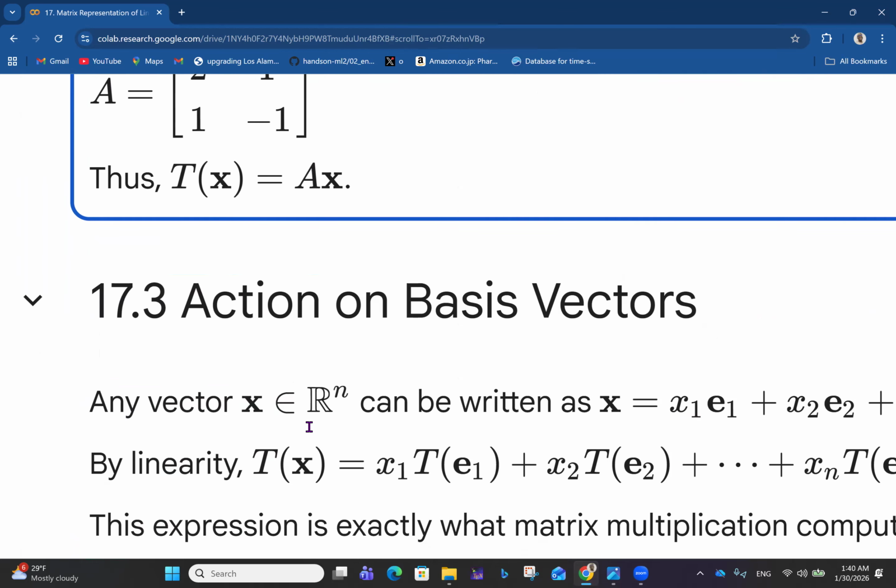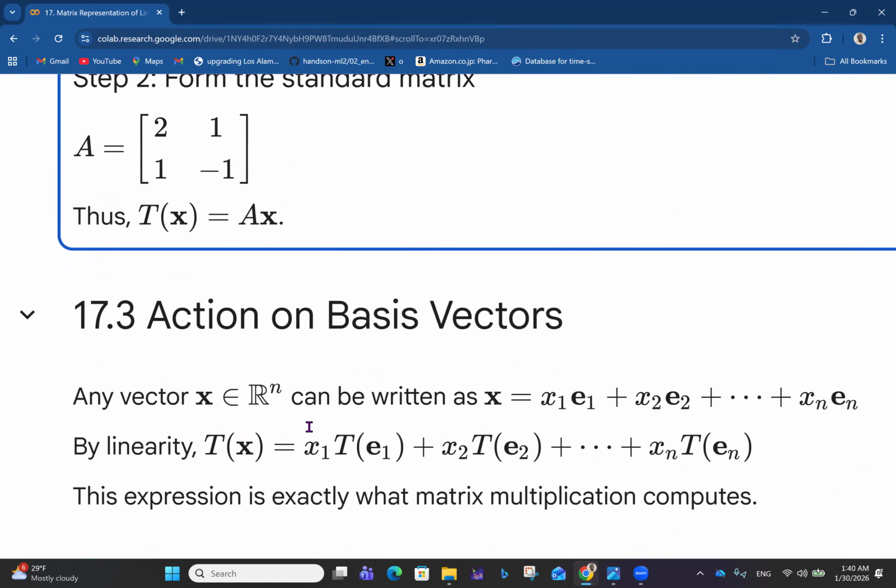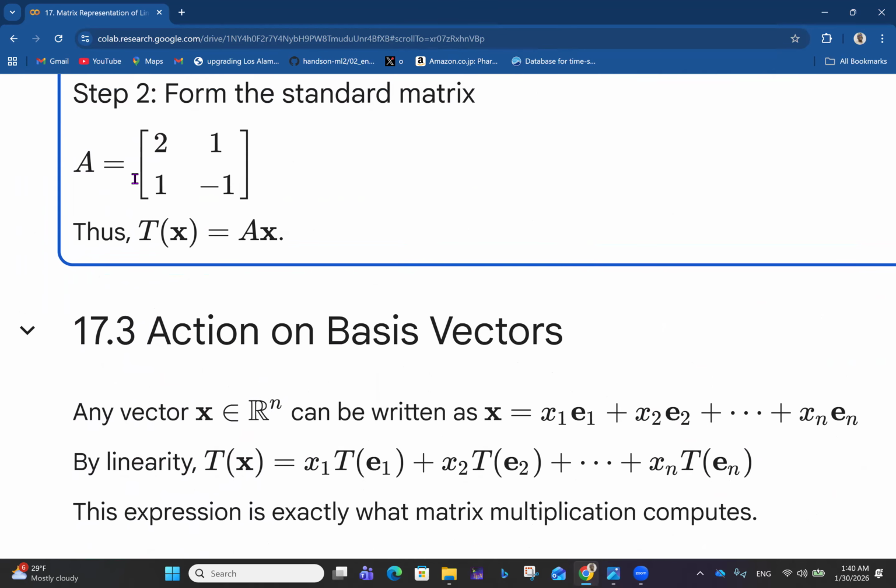Now we go on to talk about the action on basis vectors. Any vector x in Rn can be written as x equals x1 e1 plus x2 e2, all the way up to xn en. So by linearity, we say that T of x is equal to x1 T of e1 plus x2 T of e2, and all of that all the way to xn T of en.